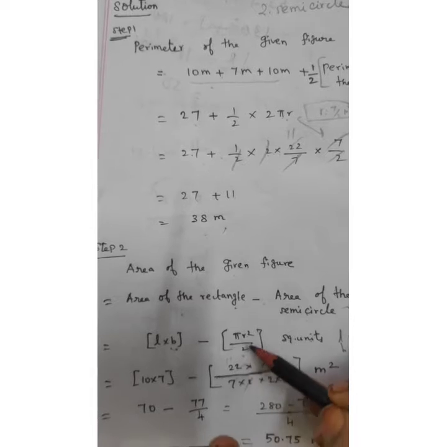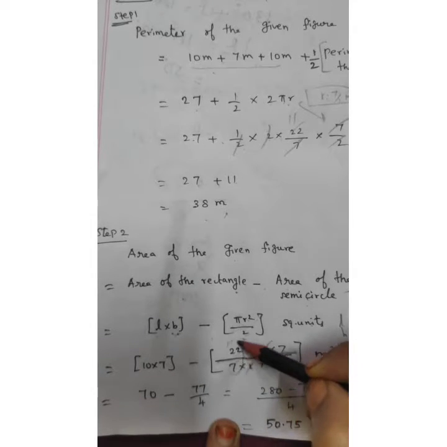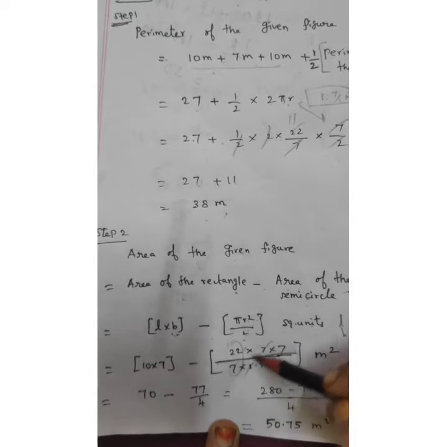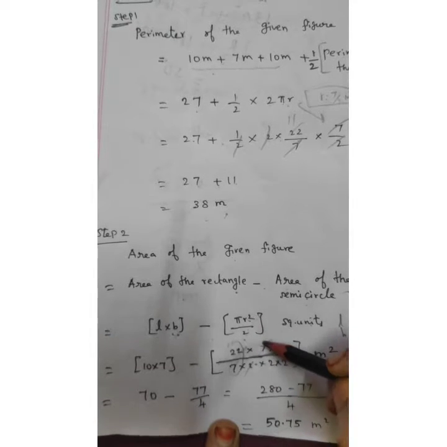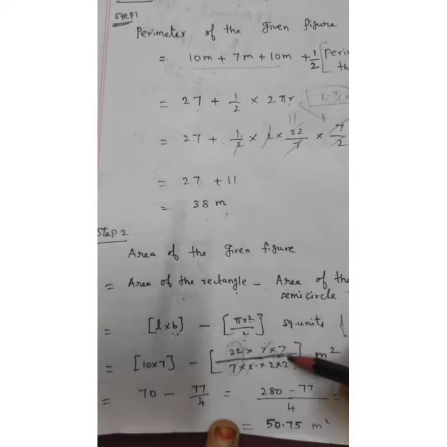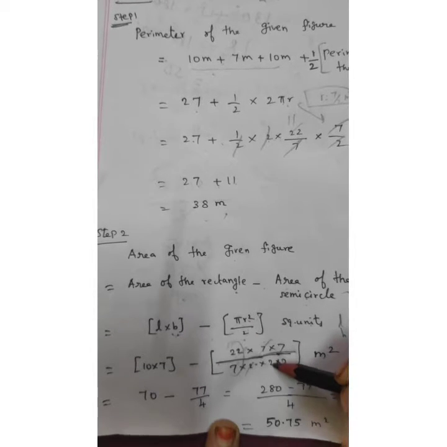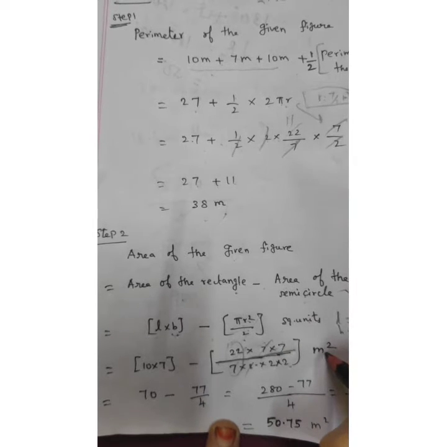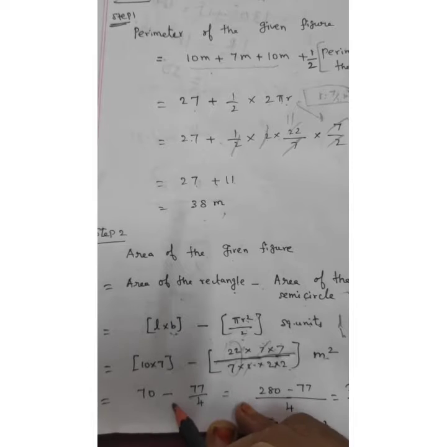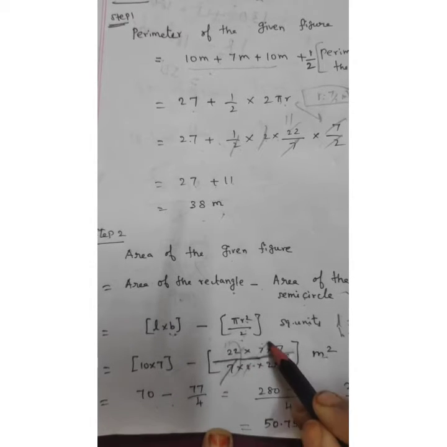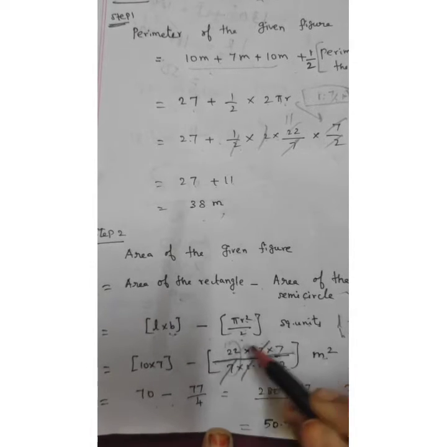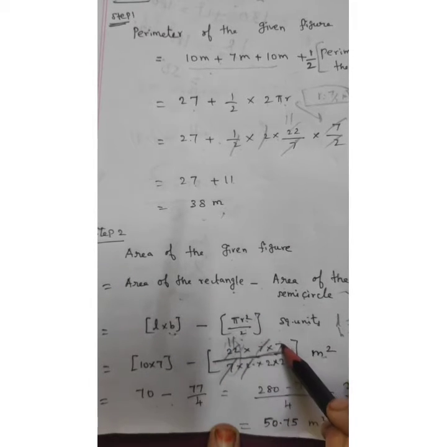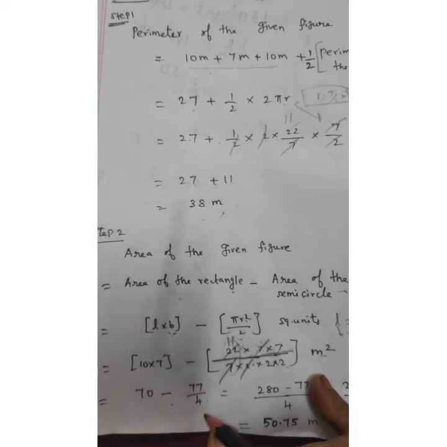How to substitute the value? This 22/7 is the pi value. Then by 2 for the semicircle, so write 2 below. R value equals 7 by 2, so r squared is 7 by 2 into 7 by 2, in square meters. 10 sevens are 70 minus, the 7 cancels, 2 elevens are 22. So 11 into 7 equals 77/4.